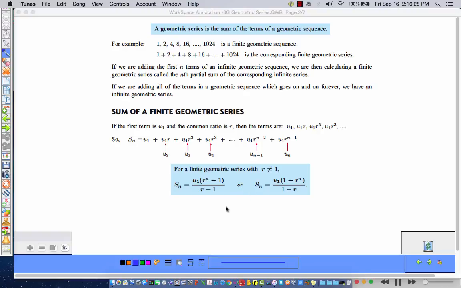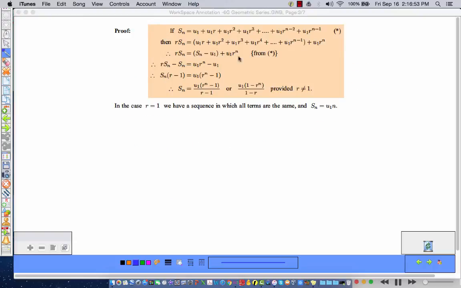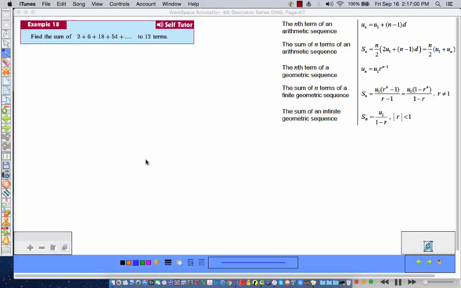So the sum of a finite geometric series is given by either of these two formulas. They're the same. It's just a matter of whether you want to take the common ratio to the n and subtract 1, or take 1 minus the common ratio to the nth power to help me find the sum of the terms of the sequence to get the series. Okay, and there is a nice little proof here. If you'd like to read through it, we can talk about it in class as well. But I want to get right to it here.